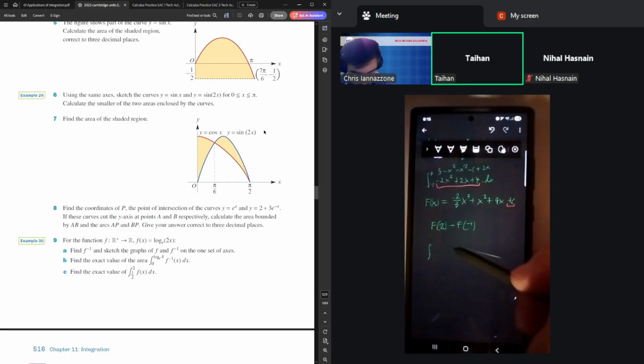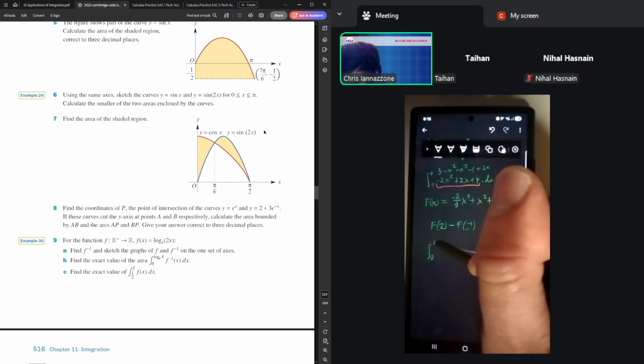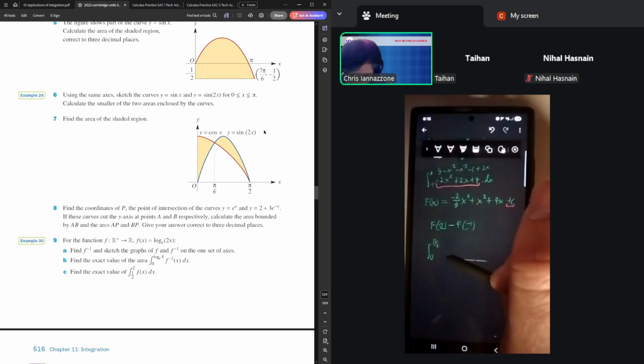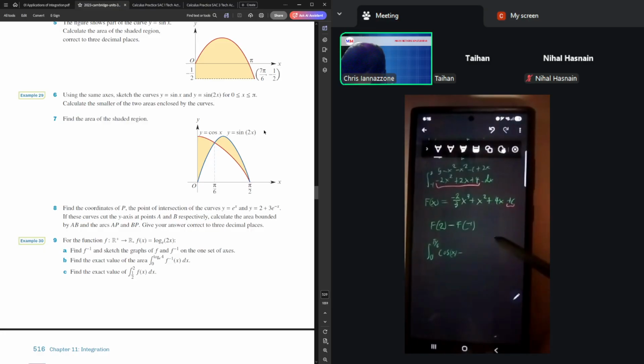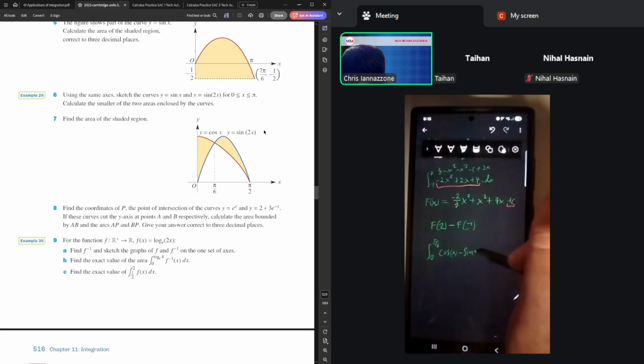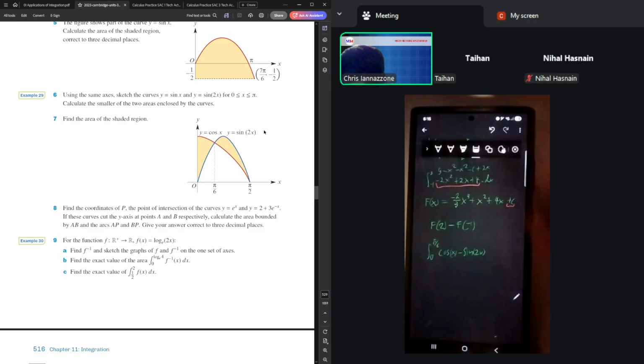So basically the first integral is therefore going to be 0 to pi over 6, and that's going to be cos, take the sine. I should probably put my dx's in there.